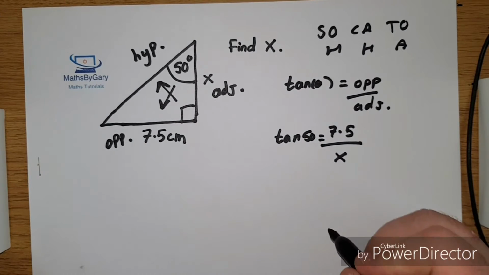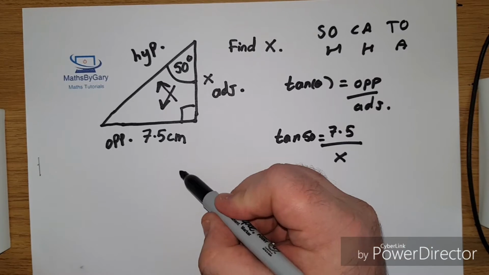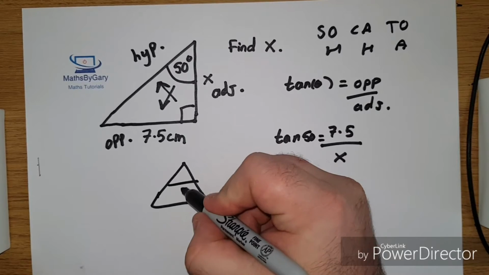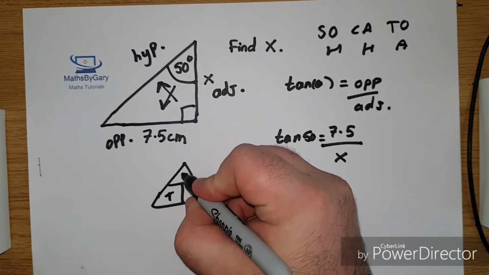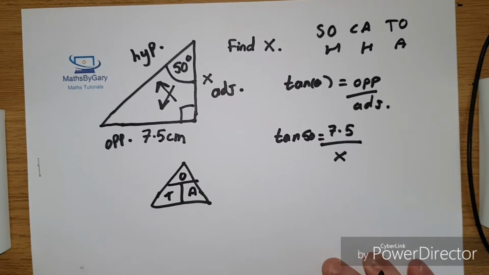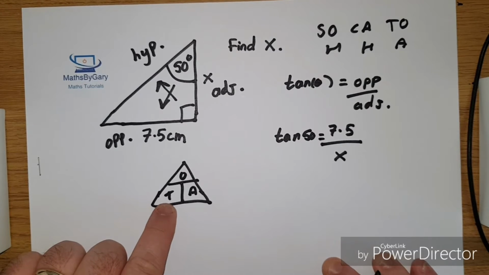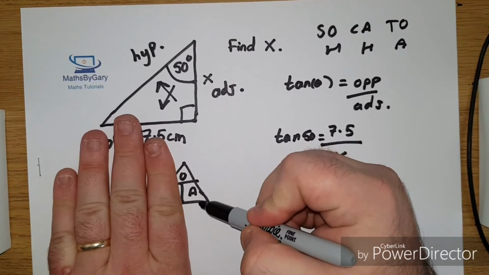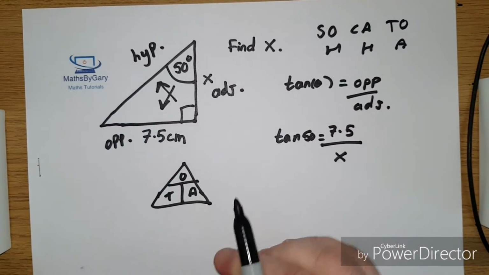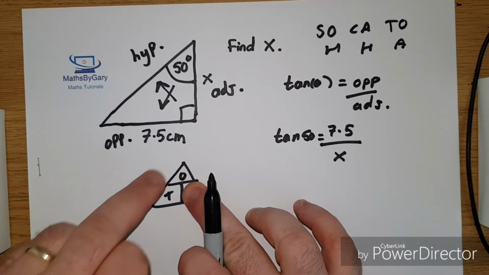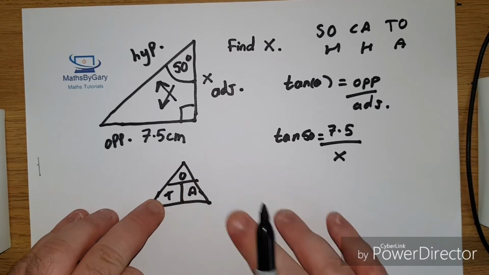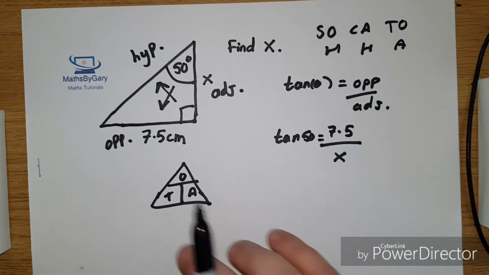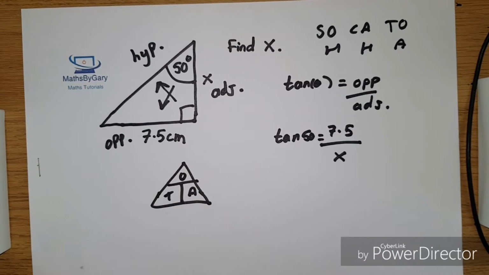So to find out x, simply rearrange it. So that's why before I did the triangle, because with TOA, basically if you want to find tan, if you put your finger there, it's op divided by adjacent. If you want to find the adjacent, it's op divided by the tan. And if you want to find op, it's tan multiplied by adjacent. So it's just a wee easy way to remember how to use the formula.